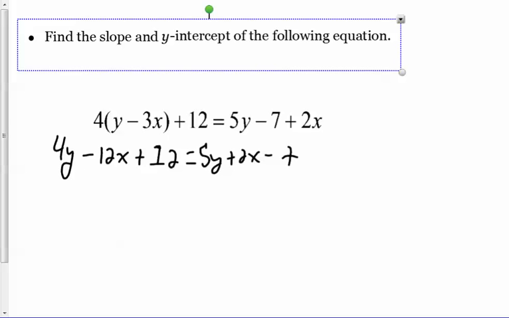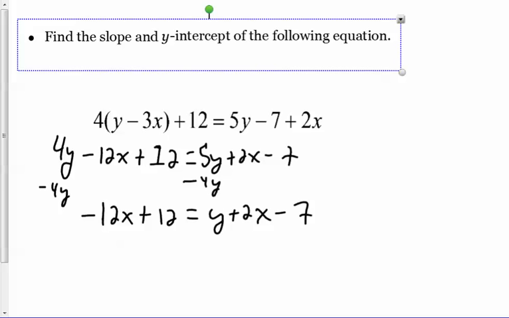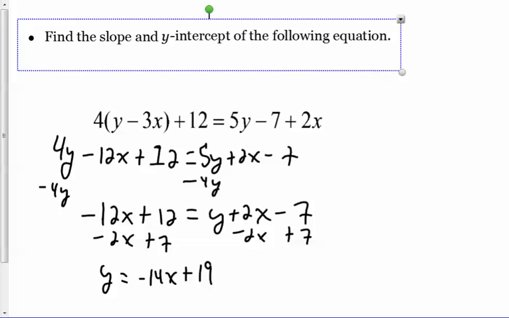What I'm going to do is solve this for the letter y and try to get it into y equals mx plus b, which is slope-intercept form. I'm going to subtract 4y, so now I have negative 12x plus 12 equals y plus 2x minus 7. Then I subtract 2x and add 7. So now I have y equals negative 14x plus 19. So my y-intercept is 0, 19, and my slope is negative 14.